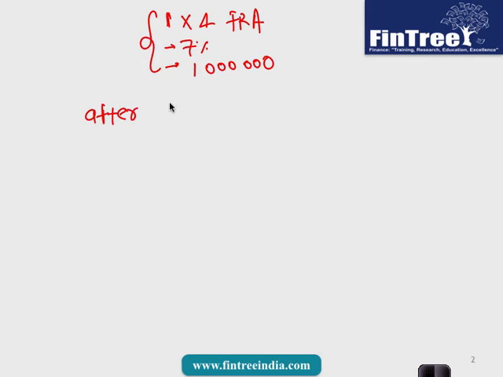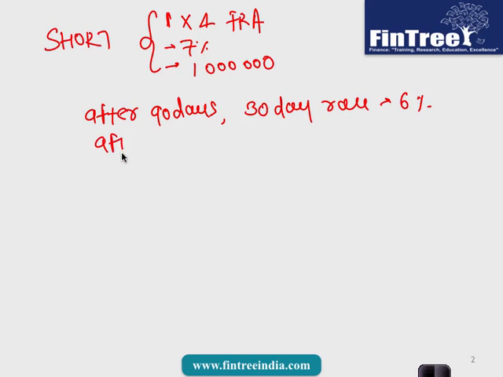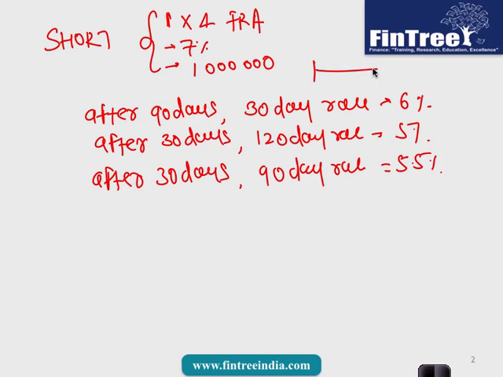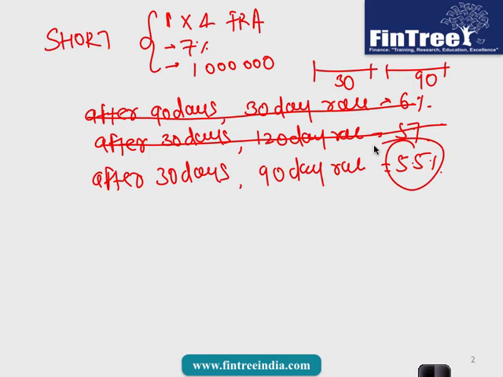Now after 90 days, 30-day rate is 6%. We have a short position on this. After 30 days, 120-day rate is 5%. And after 30 days, a 90-day rate is 5.5%. Tell me which one of these 3 is relevant for us. The last one, because the contract is 30 days from now for a period of 90 days. So this is irrelevant for us. This is irrelevant. The relevant rate for us is 5.5%, which is after 30 days for 90 days.